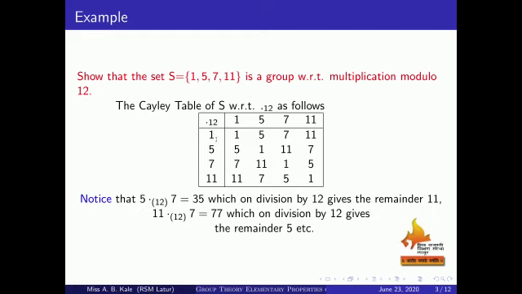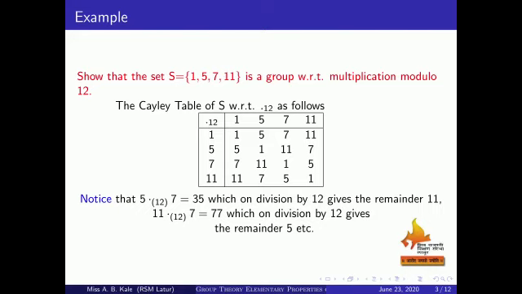Now the identity element is 1 because 5 into 1 is 5, 7 into 1 is 7, 11 into 1 is 11.